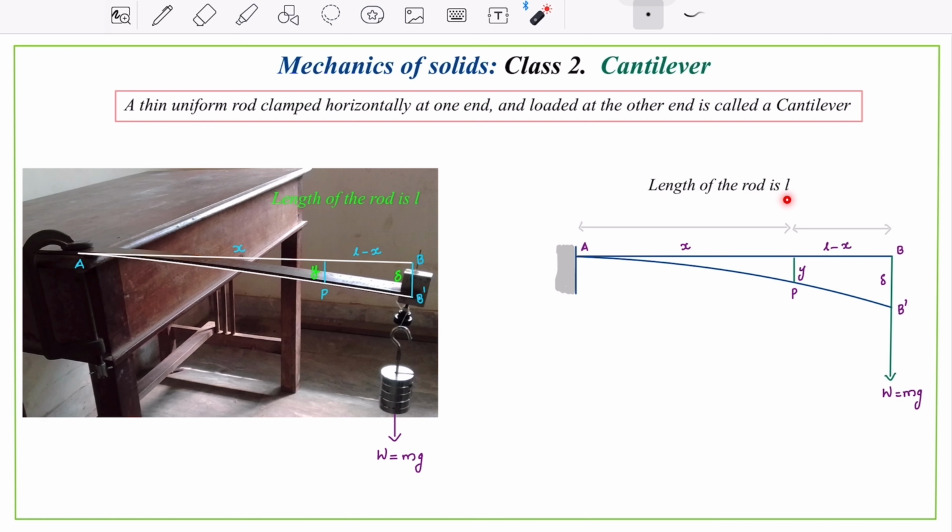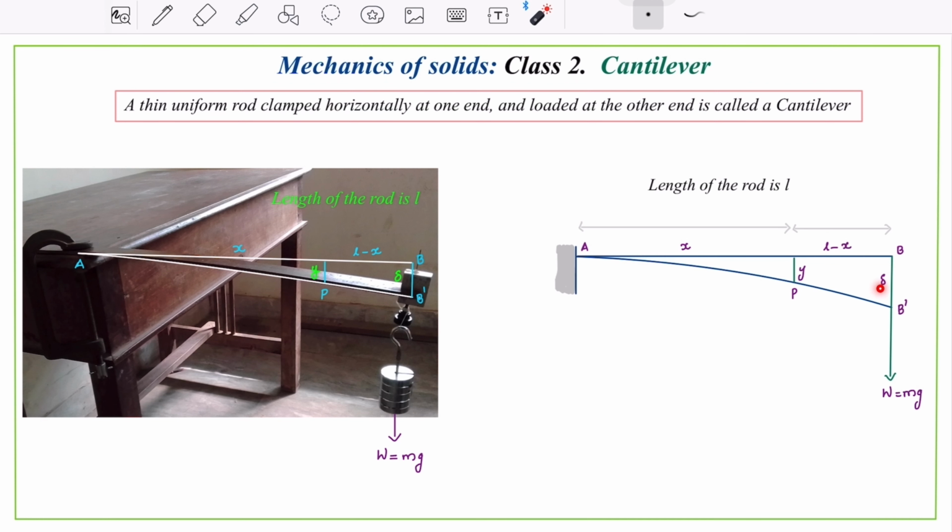In the figure, the schematic diagram is shown. Here the length of the rod is L, that is, the length from the fixed clamped end to the loaded end. A is the fixed end and B is the loaded end, the distance between A and B is L, and it is loaded by a weight W at the end B. Because of the weight W, the end B deflects to a position B dash so that the beam undergoes bending.